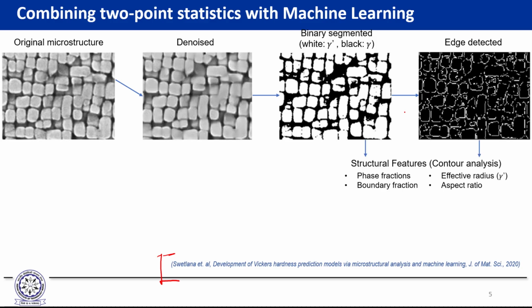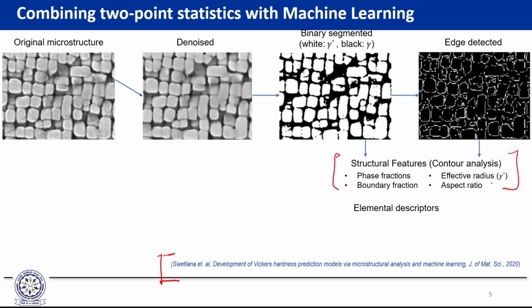After the edge detection is done, you are in a position where you have already started extracting some of the structural features. So from this binary segmented image, you already have information in terms of the phase fractions, what is the fraction of boundaries between the gamma and gamma prime, what is the effective size of the gamma prime, and do you have some gamma prime phases which are longer than the others, so that is in terms of the aspect ratio, the size of these phases itself.